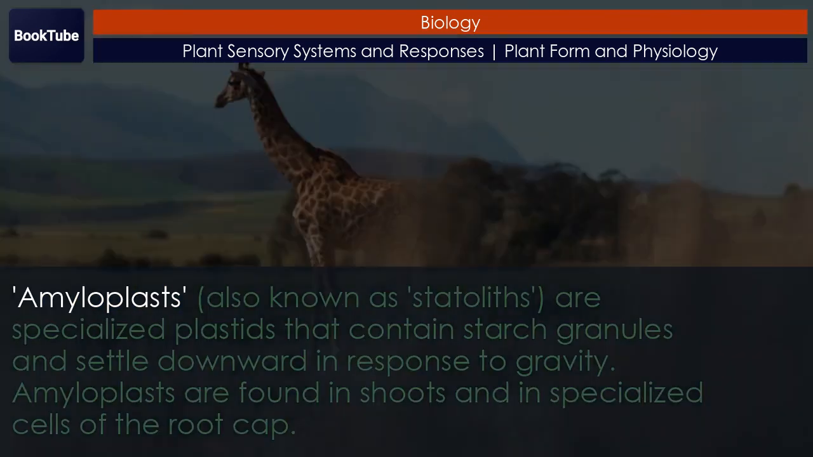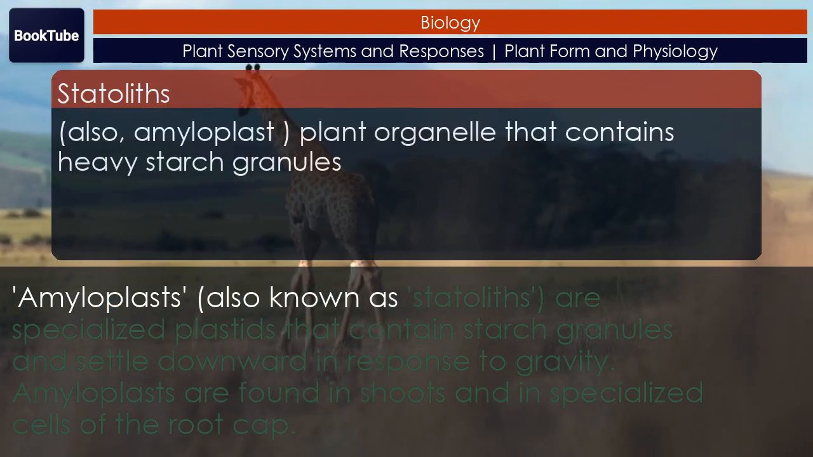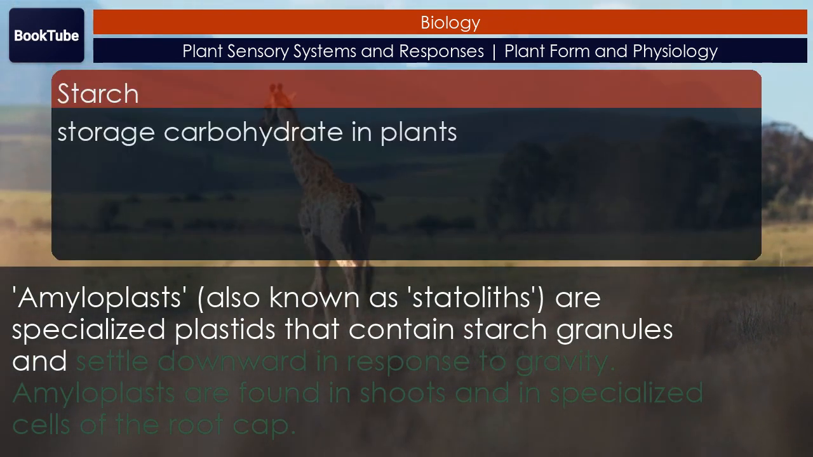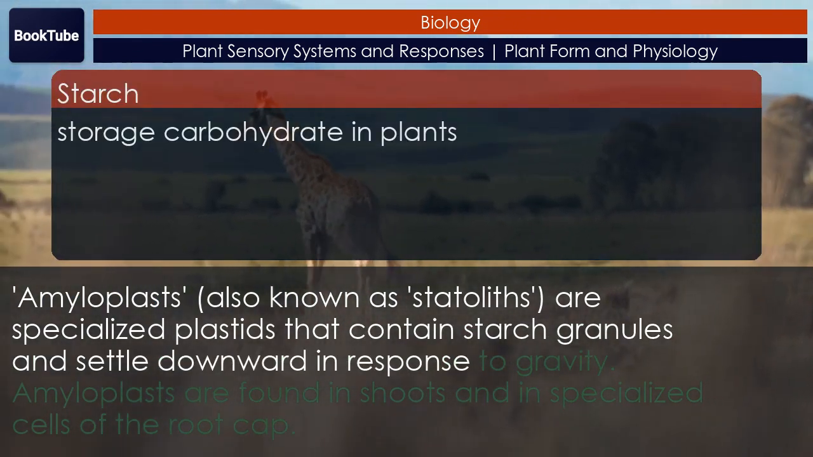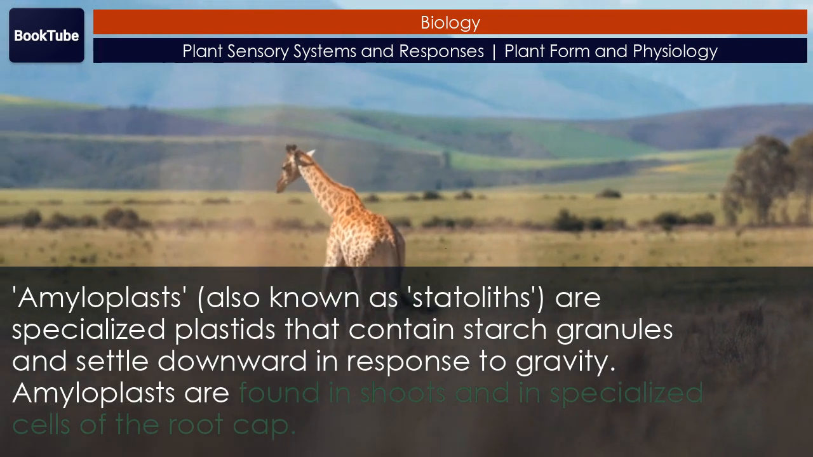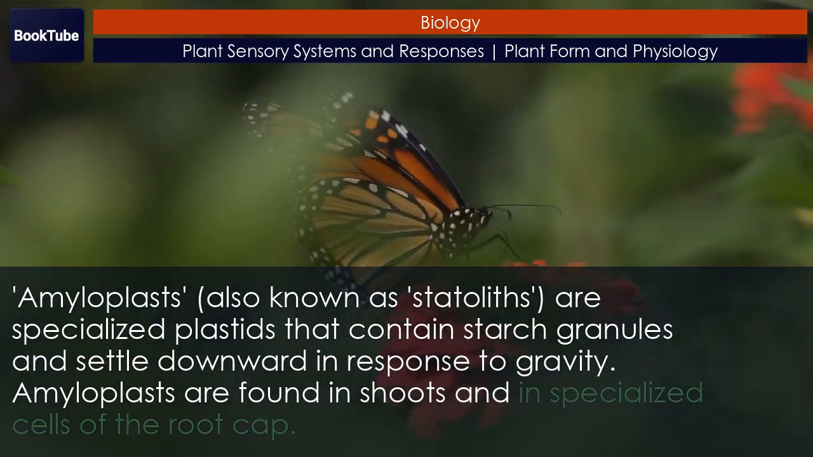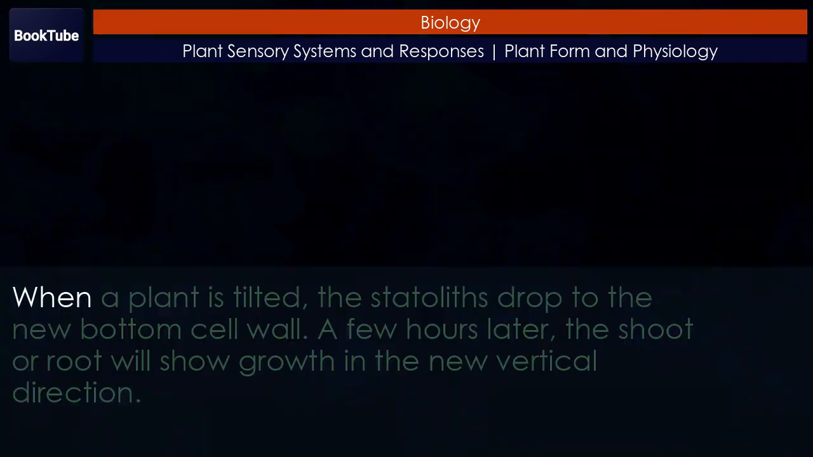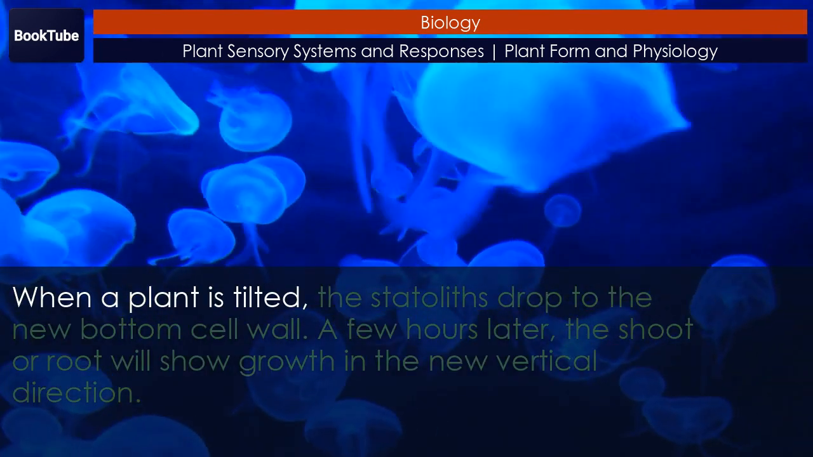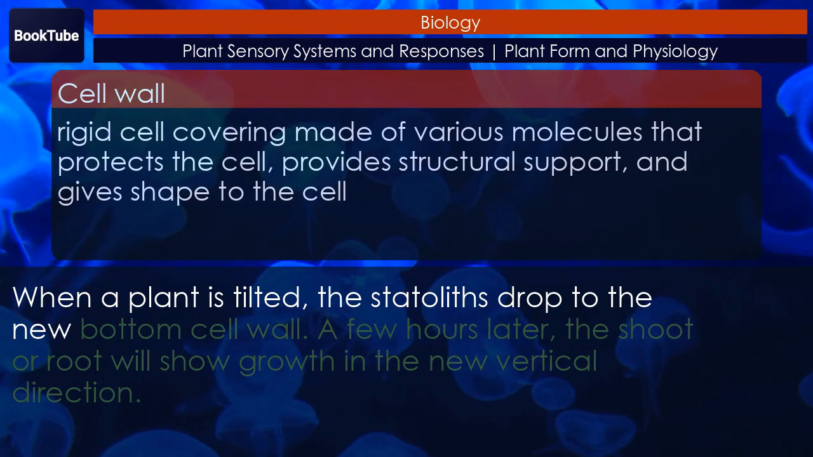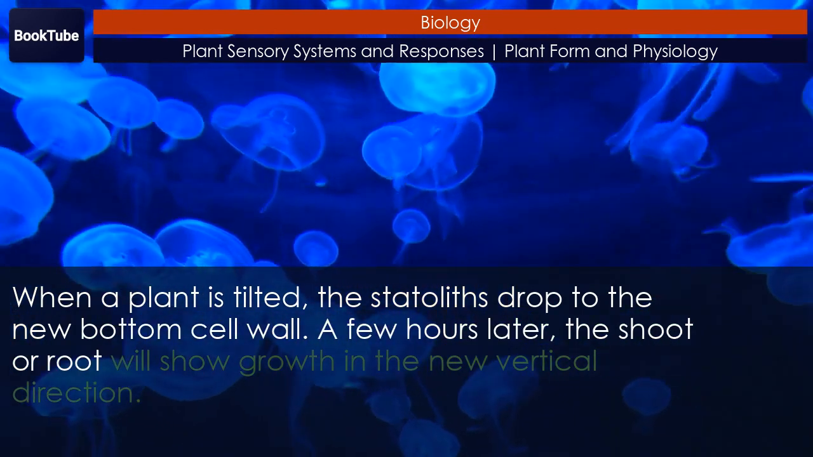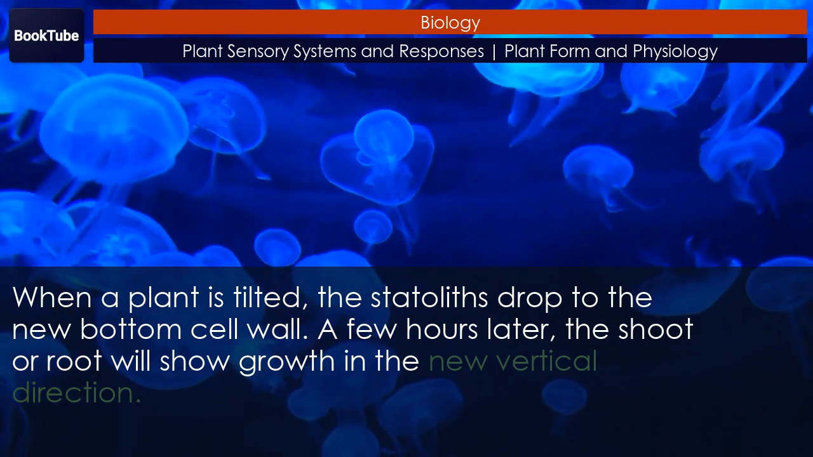Amyloplasts, also known as statoliths, are specialized plastids that contain starch granules and settle downward in response to gravity. Amyloplasts are found in shoots and in specialized cells of the root cap. When a plant is tilted, the statoliths drop to the new bottom cell wall. A few hours later, the shoot or root will show growth in the new vertical direction.